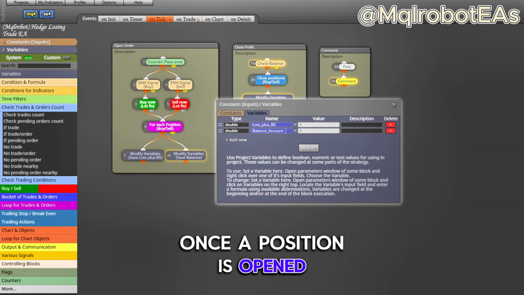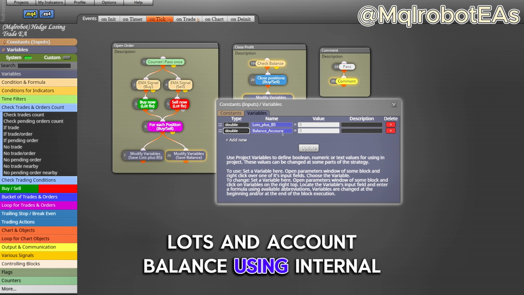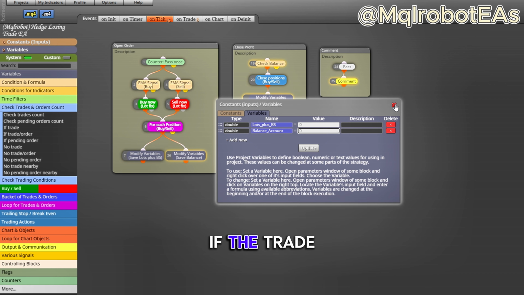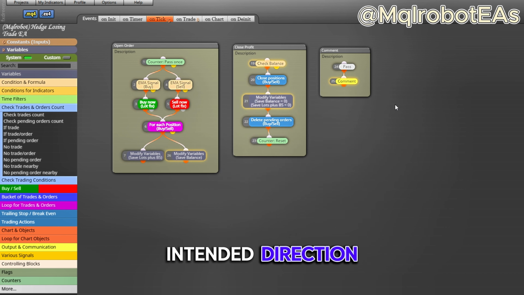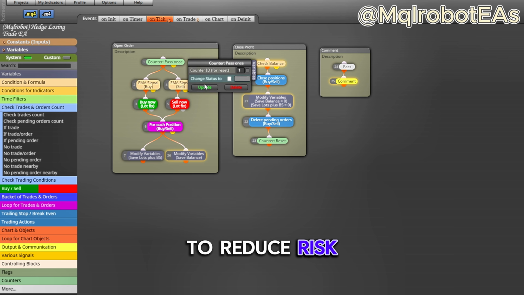Once a position is opened, the system keeps track of trade lots and account balance using internal variables. If the trade goes against the intended direction by a set number of pips, the EA triggers a hedging order in the opposite direction to reduce risk.